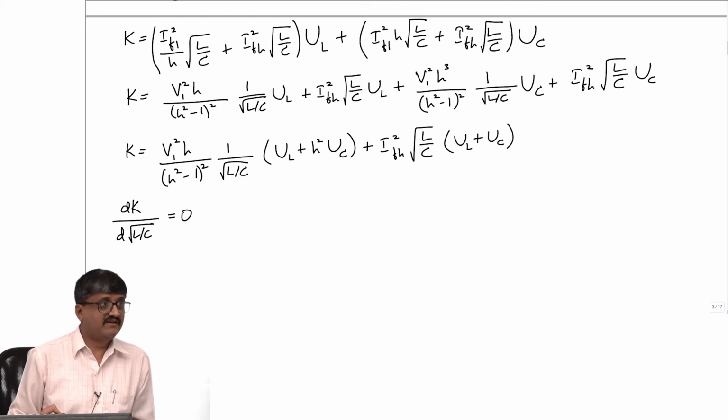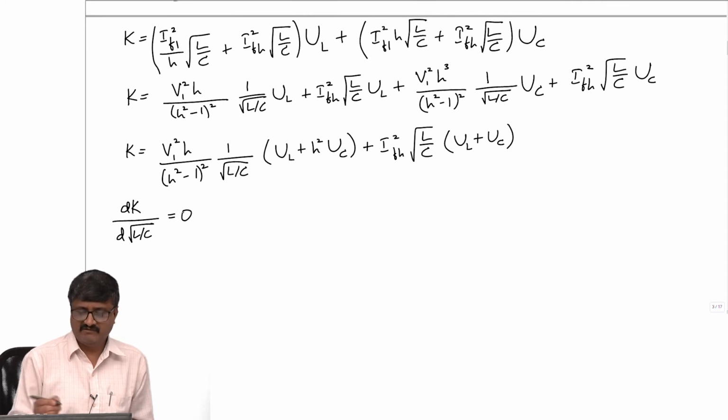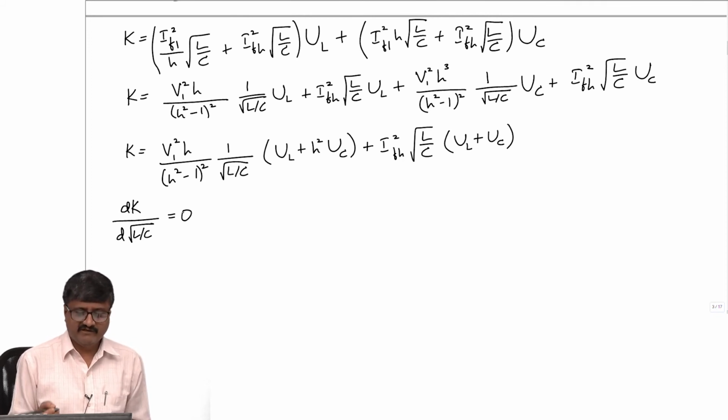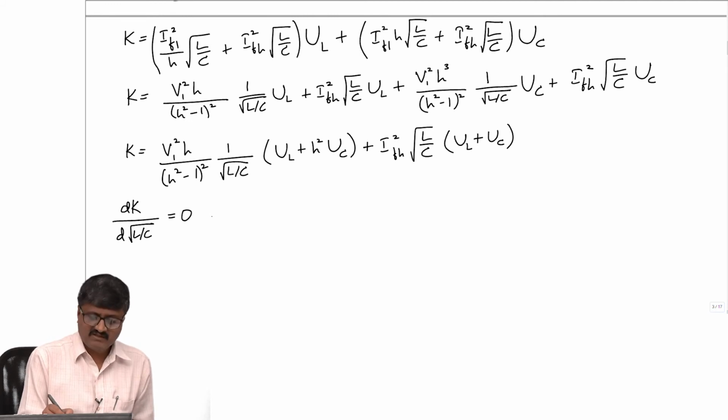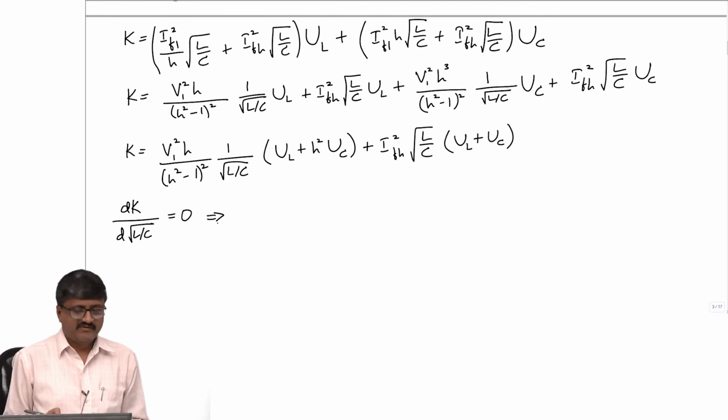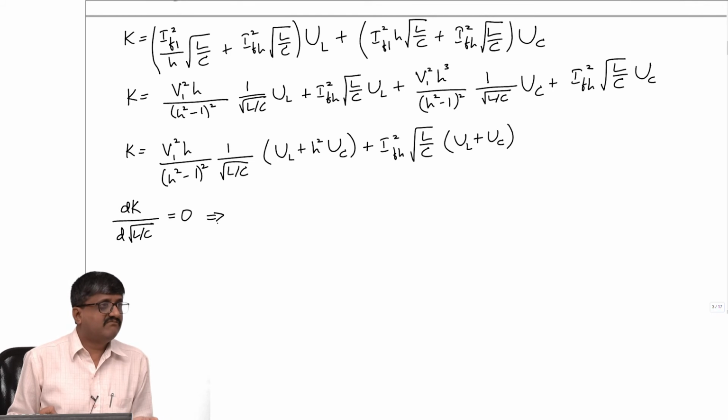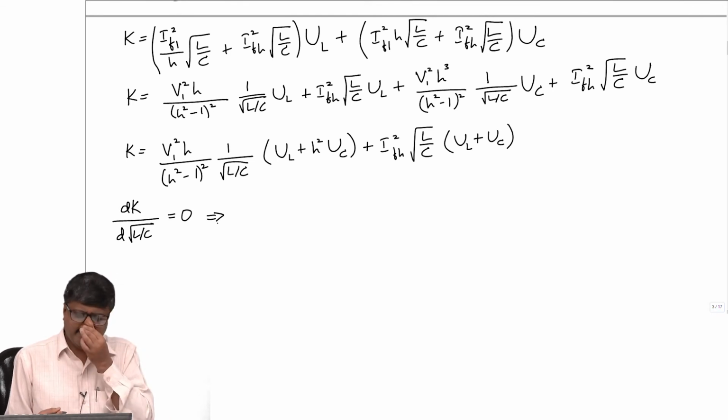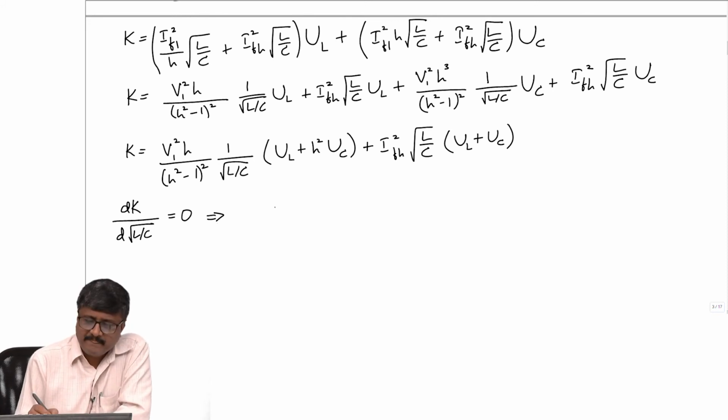Both of them should be equal. Let us see. Suppose I take the first order derivative. So, what do I get? From this I get an expression for L by C, or root L by C. That is all I can get. So, if I take the derivative, what do I get?